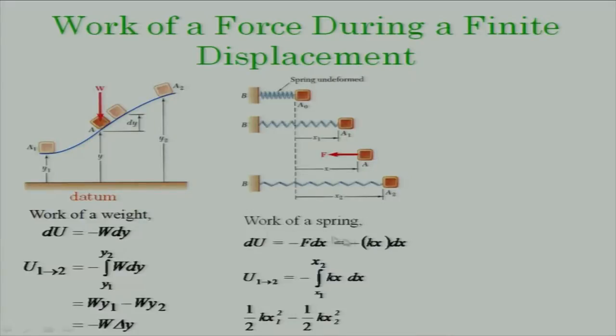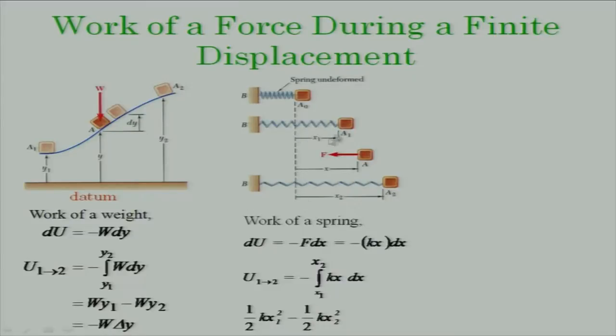Now what we realize in this case is that unlike in gravity, where the force was always constant, in this case the resisting force F, which is coming from the spring, is not always constant, but is proportional to the stretching, which is kx. The work done will be kx times dx with a minus sign, because dx is in the direction opposite to the force exerted by the spring.